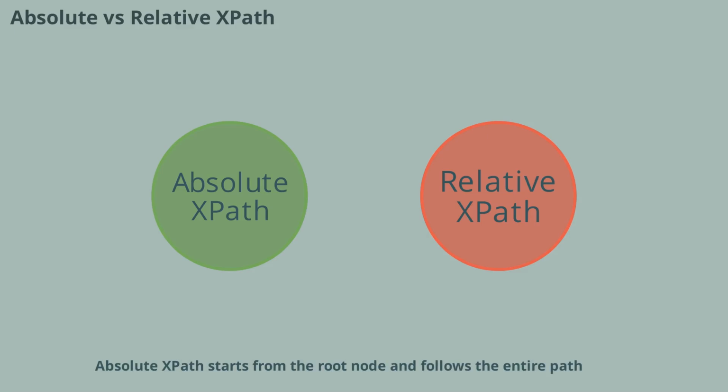The key difference between absolute and relative XPath is how they traverse the HTML document. Absolute XPath starts from the root node and follows the entire path, while relative XPath jumps directly to the node based on specified attributes. This makes relative XPath more adaptable and less prone to breaking when the UI changes, which is crucial for maintaining reliable automation scripts.